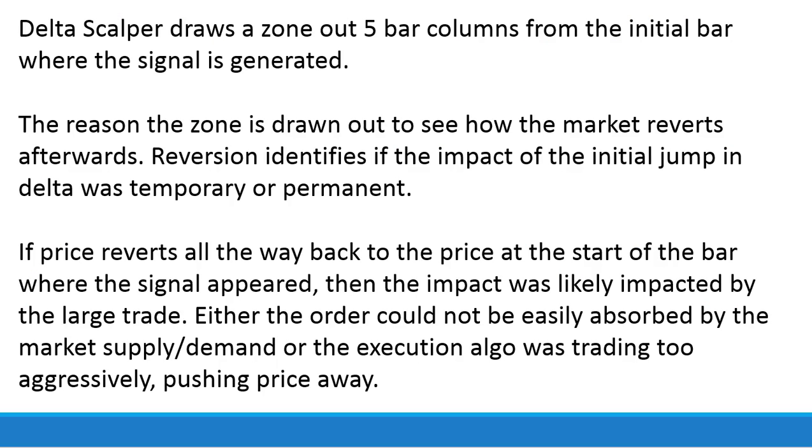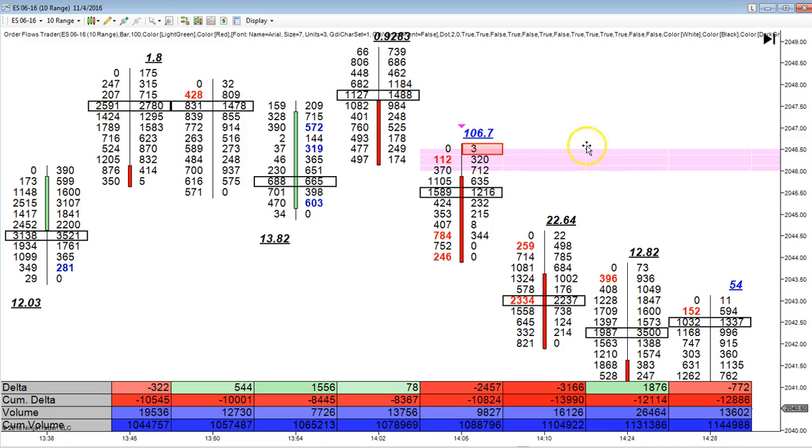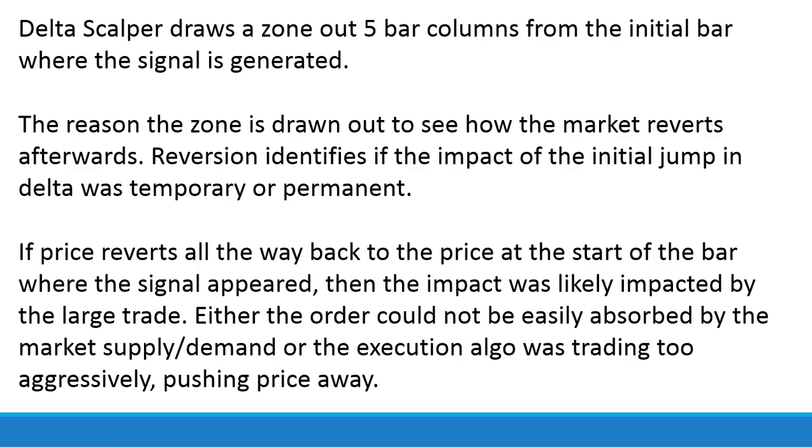So Delta Scalper draws out a zone 5 bars from the initial bar where the signal is generated. So it'll draw it out. This is 1 column, 2, 3. So it'll cover five bars. You could adjust that, say you just want it on the 1 bar. That's fine. You can adjust the colors, adjust what symbol you want. I like the arrow for the Delta Scalper.